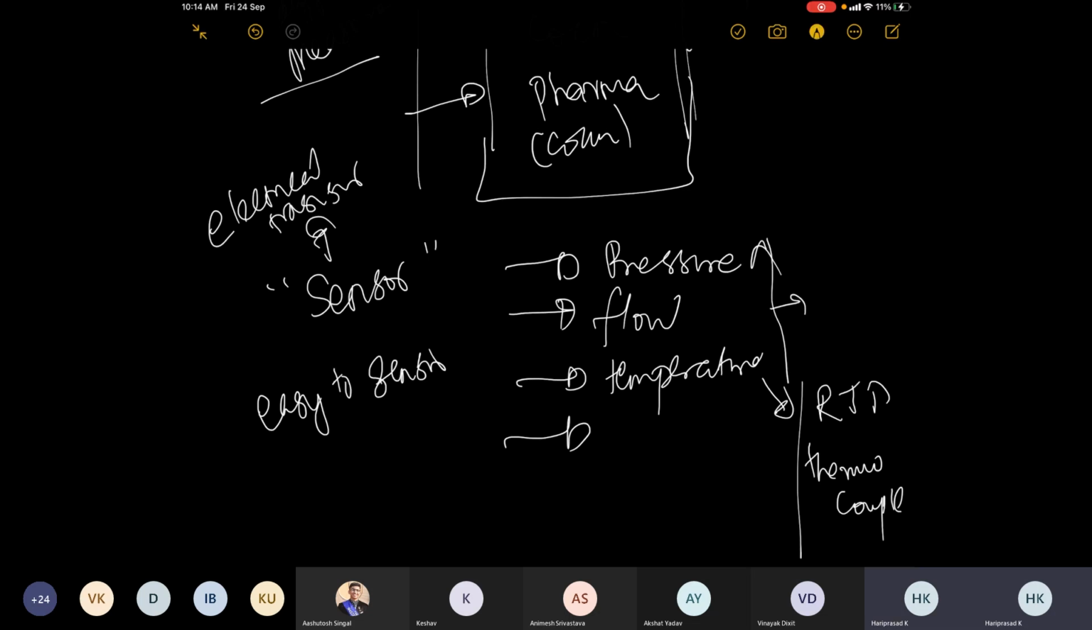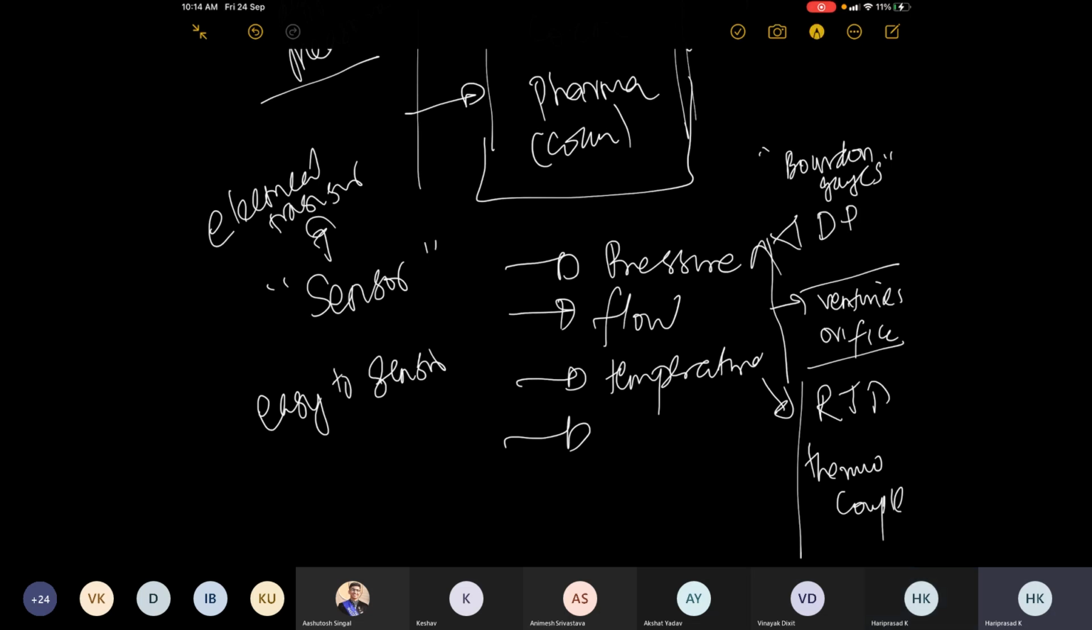And for flow, it could be venturi meters or orifice meters. You will learn about this a little more in your process control lab course or during the instrumentation course. Pressure is generally measured with the help of Bourdon gauges, which are technically not really useful for real-time measurement. Otherwise, there is what is known as a DPT, which is a differential pressure transmitter.